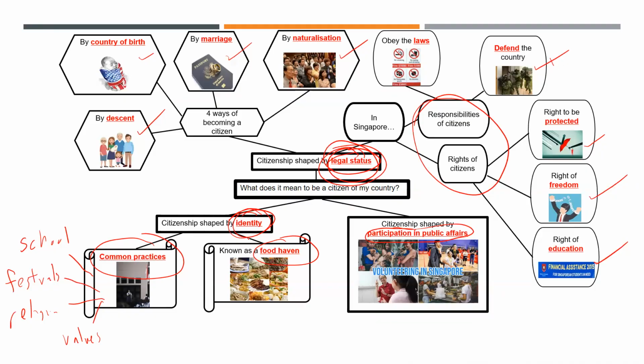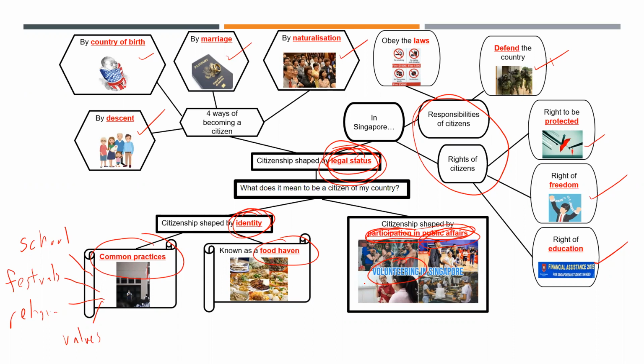Okay, and last but not least, being a citizen also involves participating in public affairs. So being a citizen means not staying at home, but being part of a bigger community. One example you can learn about is volunteering. So I go back to my earlier example. You can have someone who's not born in Singapore, but maybe he lived in Singapore, he has a Singapore identity, but he also participates in public affairs. Maybe he volunteers, maybe he joins a local group, maybe he wants to take part in community events, like say National Day or something.